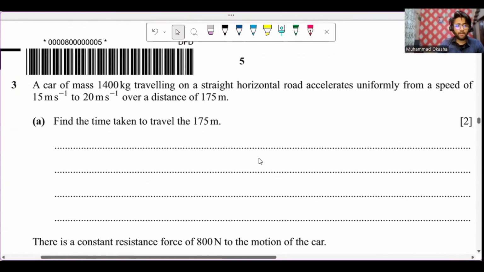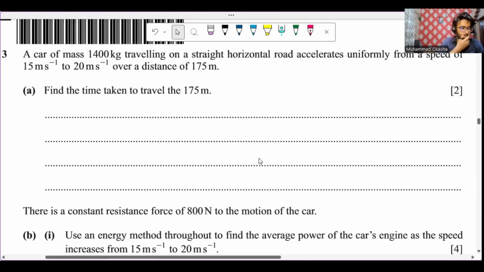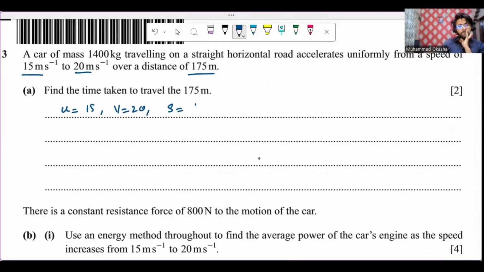Question number 3. A car of mass 14,000 kilograms traveling on a straight horizontal road accelerates uniformly from a speed of 15 meters per second to a speed of 20 meters per second over a distance of 175 meters. So you know u, which is 15. You know v, which is 20. You know distance, which is 175 meters. Find the time taken, so you need to find the value of time.